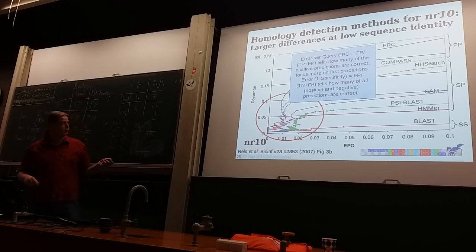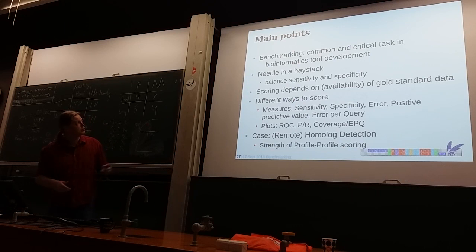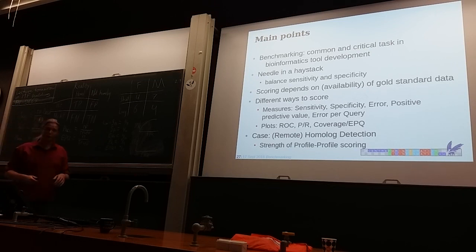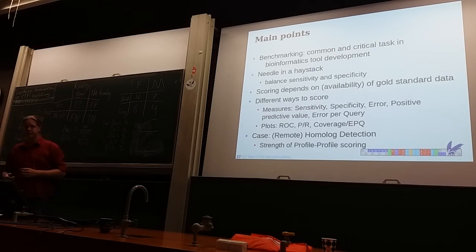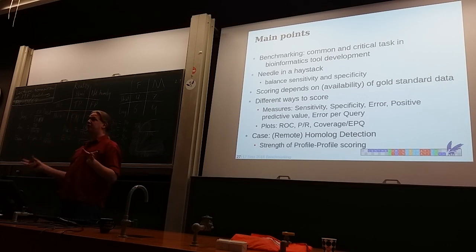Does that answer your question? Yes. Good. Right, then to refresh your memories on the main points. Benchmarking is very, very common and also very, very important for any work you do in the field of bioinformatics. This needle in a haystack problem of finding the few actual homologs in this giant sea of possible hits is made much more difficult by having to balance sensitivity and specificity at the same time. You can maximize one at the cost of the other, but the difficulty here lies in maximizing both.